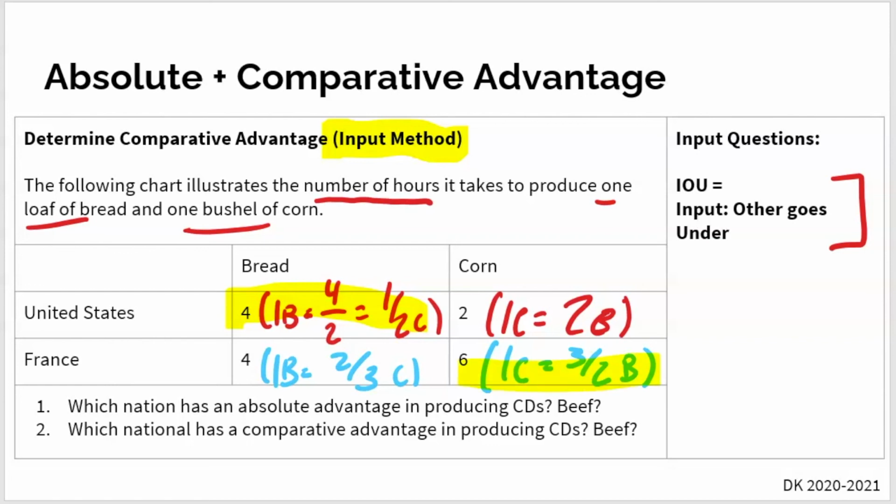France, on the other hand, has the comparative advantage in the production of corn. Because here, for every bushel of corn, they're giving up 1.5 or 3/2 loaves of bread, while the U.S. is giving up 2 loaves of bread.